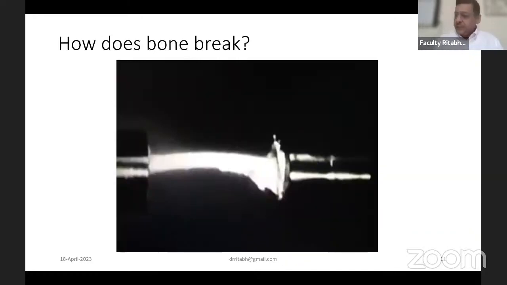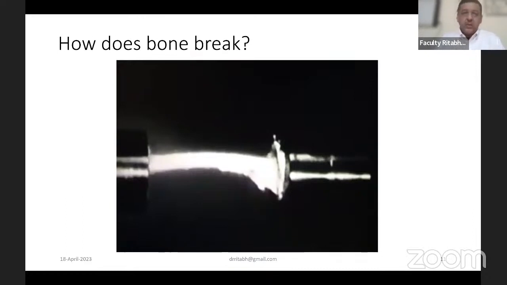So let's take a break here. So we have covered the strength of an implant, the stiffness of an implant. The same definitions apply to strength of bone, stiffness of bone, and deformation of bone.